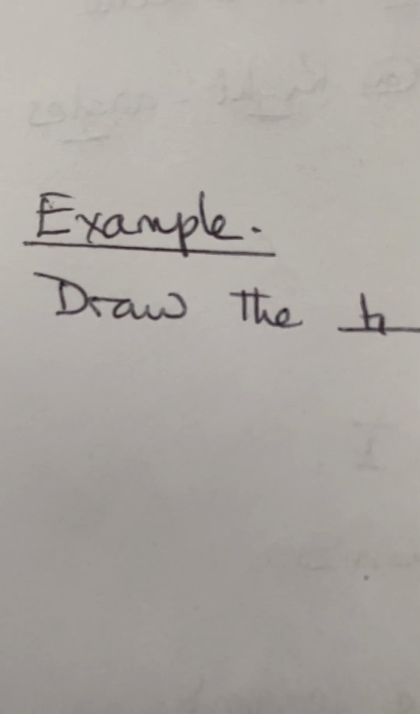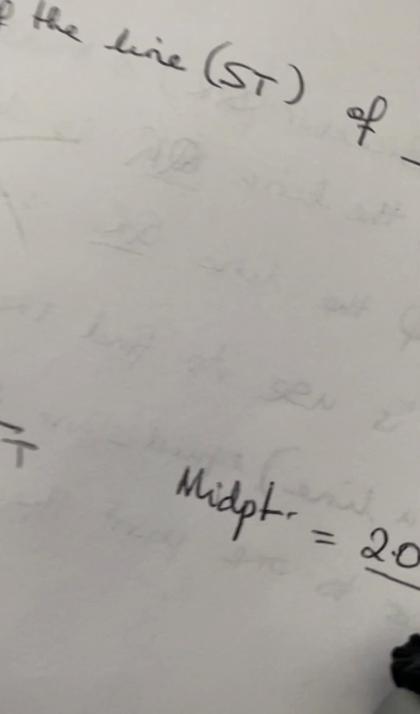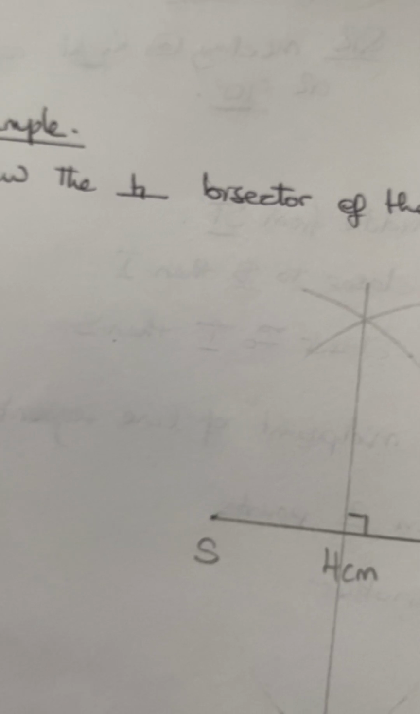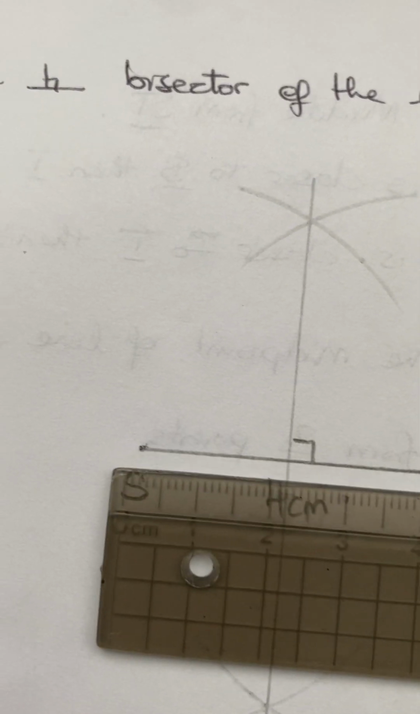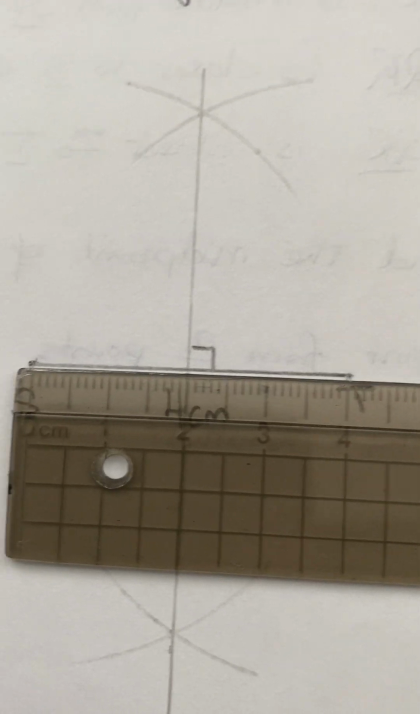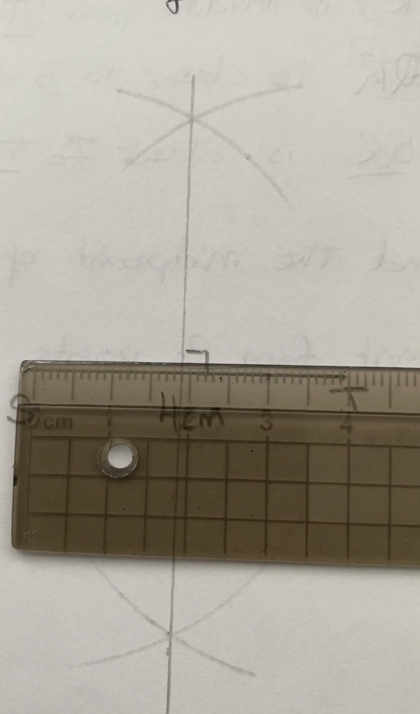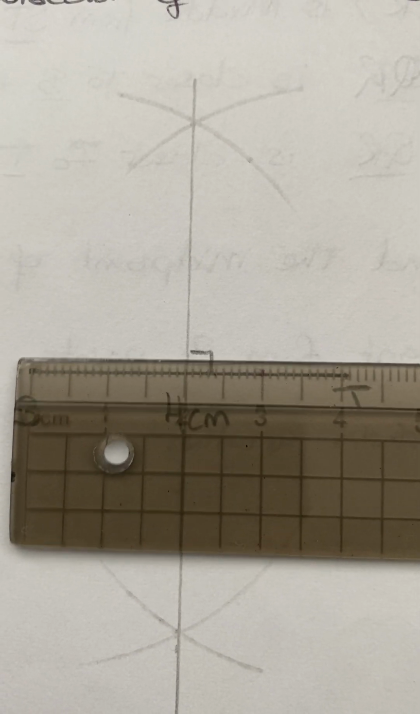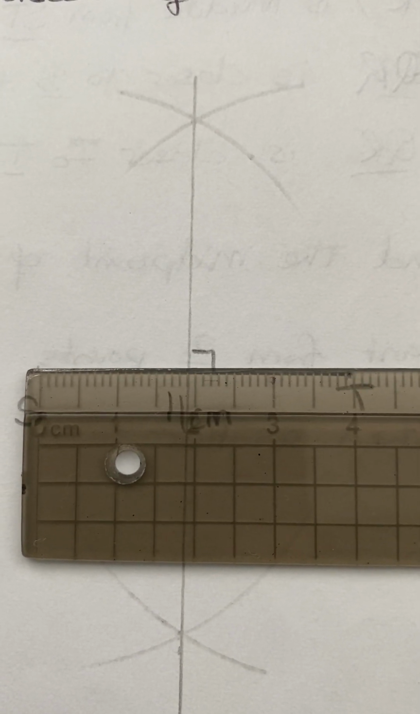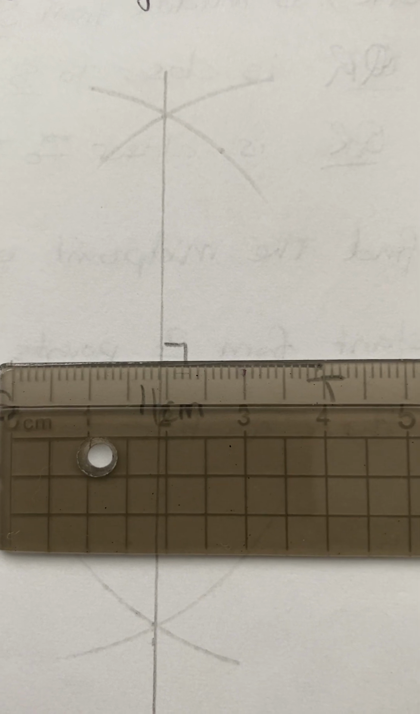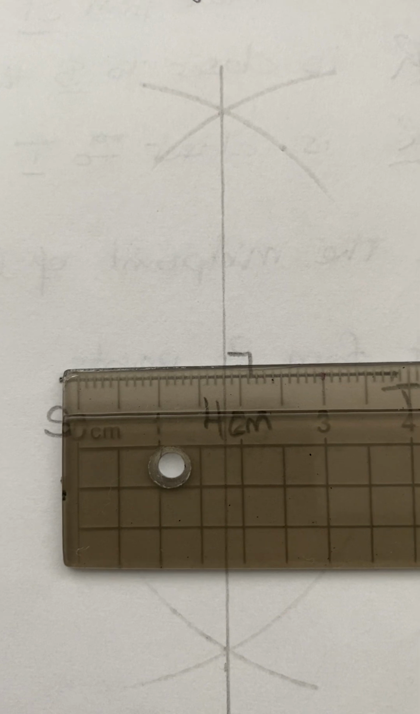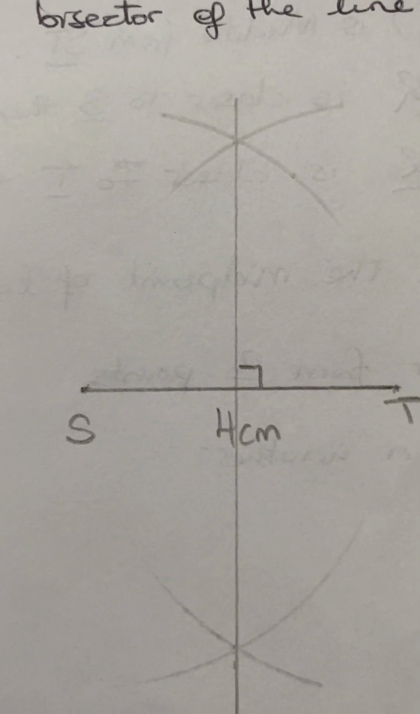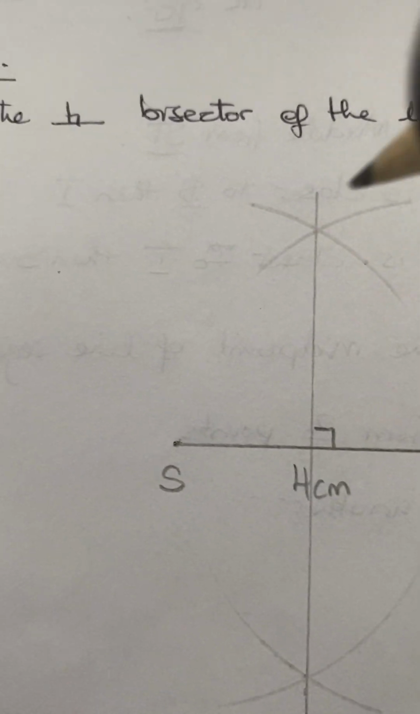Here our line is 4 centimeters. First of all, you get a ruler and you draw 4 centimeters. So that is your 4 centimeters here. Try to be as accurate as you can. So 0 to 4 centimeters. Again, I didn't change the compass size.